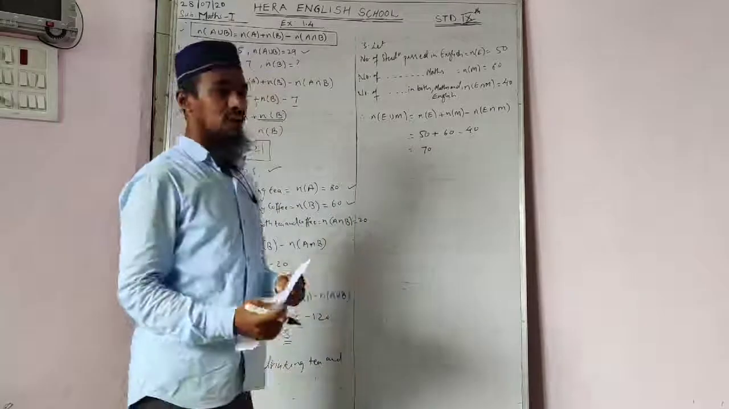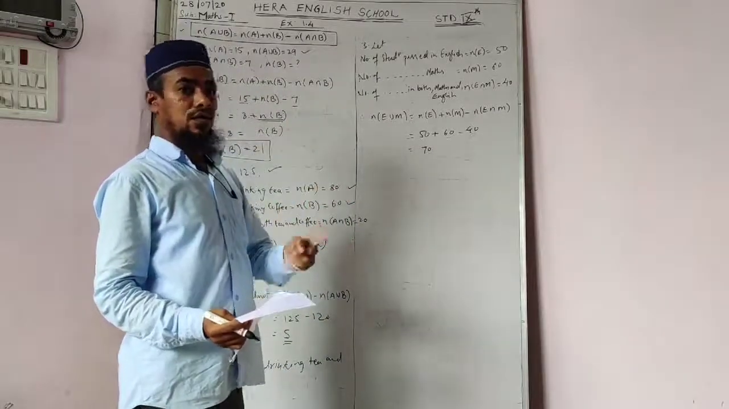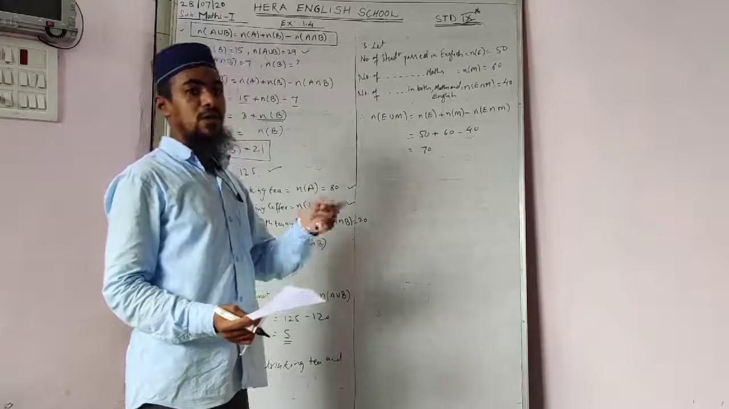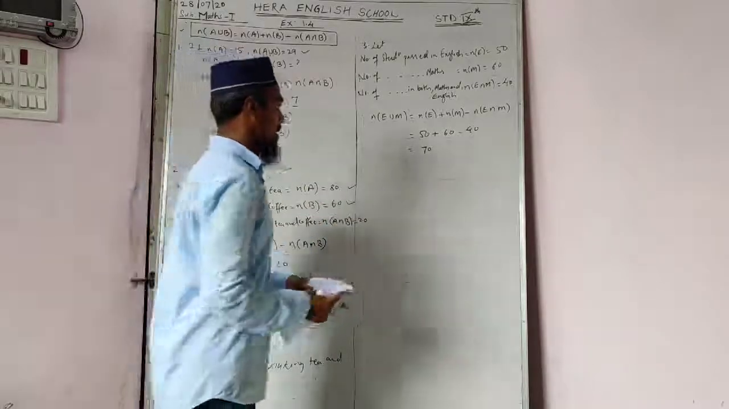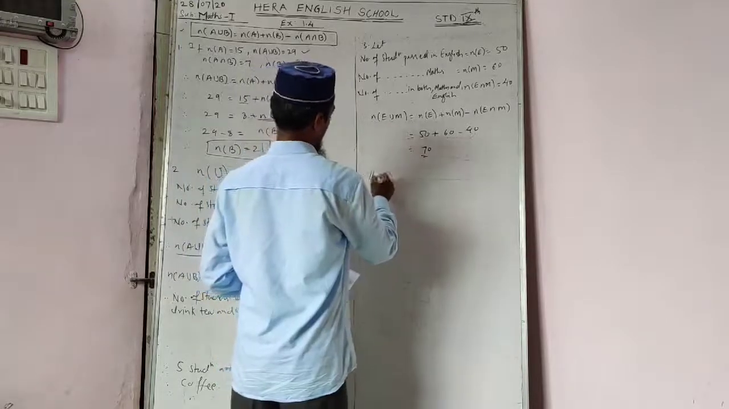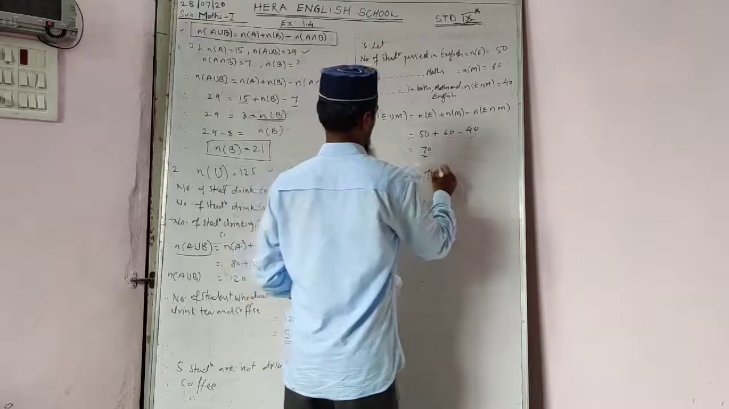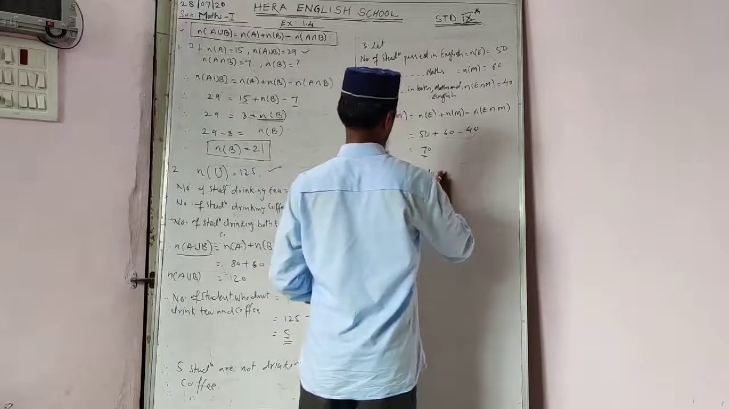Means there are totally the students which have passed in both subjects or separately English as well as maths, they are 70 students. We will write as answer, there are 70 students totally.